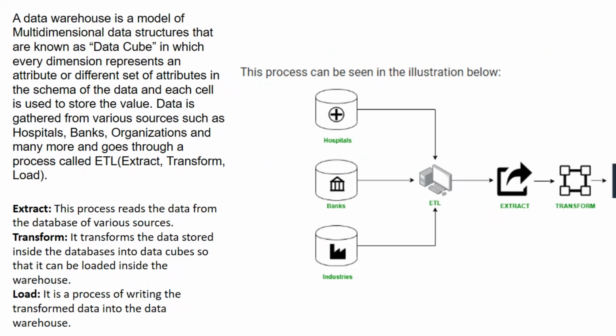So this can be seen in the figure very clearly. See, data coming from hospitals, from banks, from industry, customer data. Now the ETL, the extract, transform, load process is done, and then presented to the warehouse. So this is a very good and clear example. So data in a data warehouse comes from different sources, these are nothing but the sources from where the data comes.